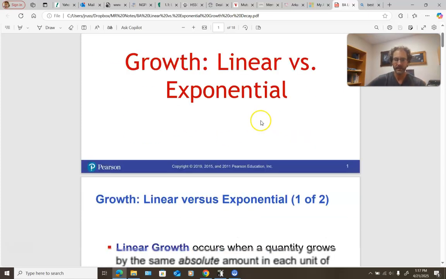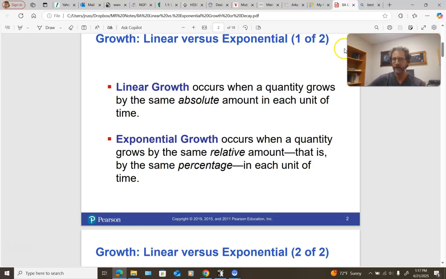And so we'll go ahead and define these two processes. I know the notes here say growth, but we'll also see some examples of decay, so things that decrease. Linear growth occurs when a quantity grows by the same absolute amount in each unit of time. Think about saving, for example. Let's say you're able to save $50 a week, and so every week you deposit $50 over and over and over.